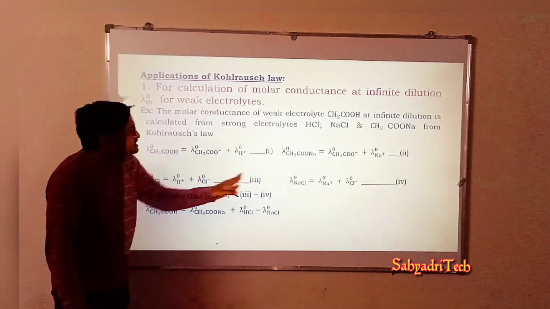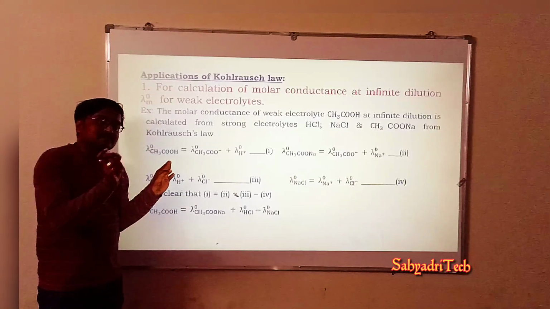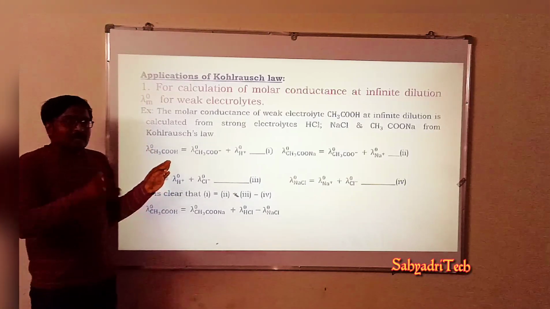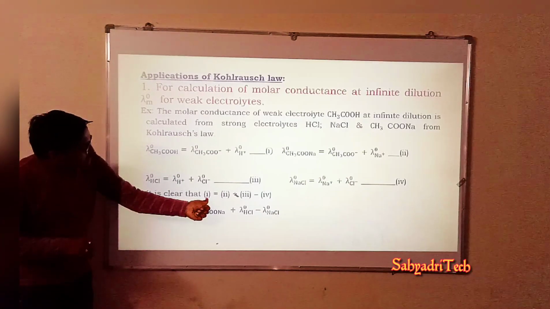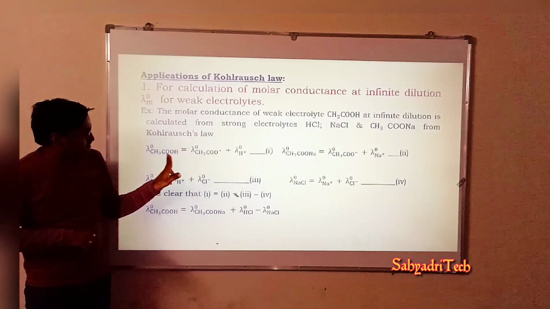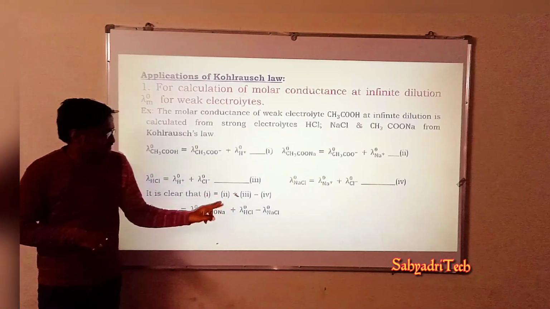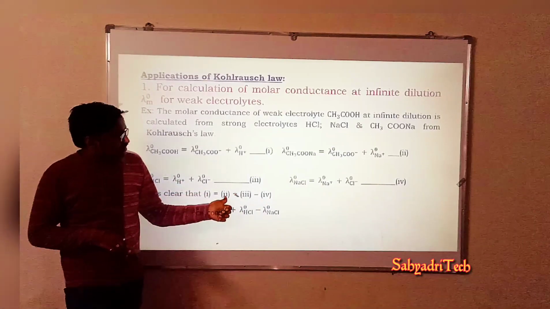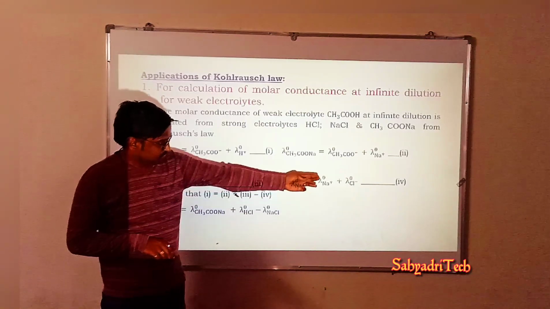So we have made 4 equations. These 4 equations are written in accordance with Kohlrausch's law. Well, as I mentioned the reaction, according to that, equation 1 can be obtained by making this: equation 2 plus equation 3 minus equation 4.